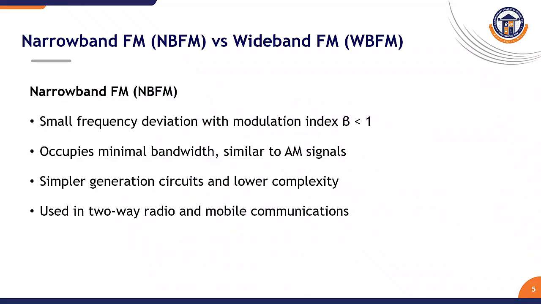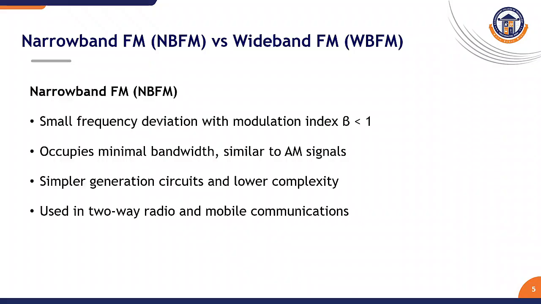And then next, based on the value of the modulation index, the frequency modulation is classified into these two types, which are narrowband FM and wideband FM. So in narrowband FM, the modulation index is less than 1, which is represented as beta is less than 1 here, which means the frequency deviation is very small.